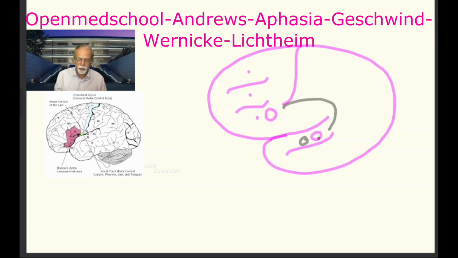This is the basic model, the localization view of speech. And the supramarginal gyrus, the angular gyrus, the visual cortex, etc. are also important in the integration of language.